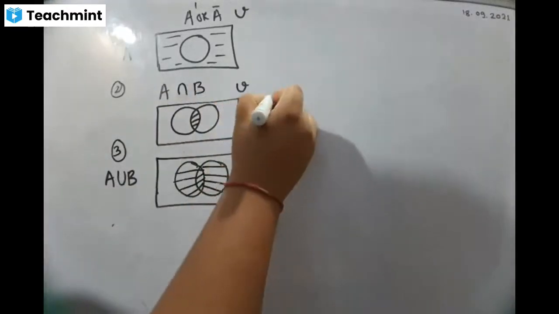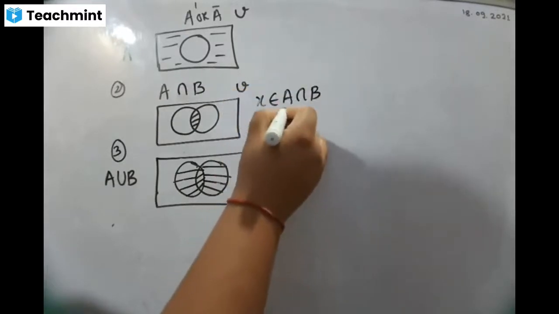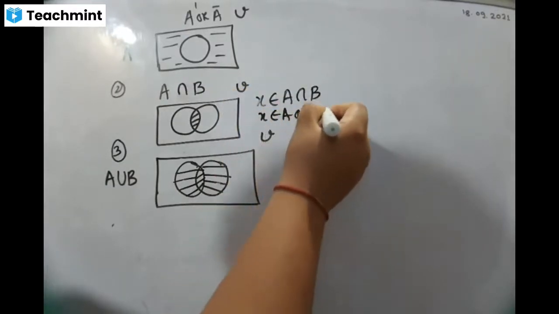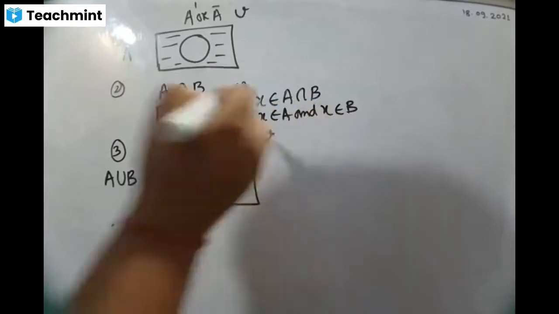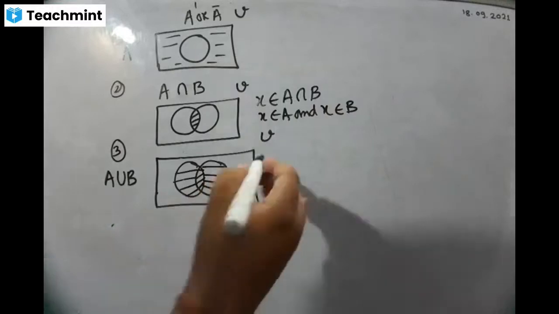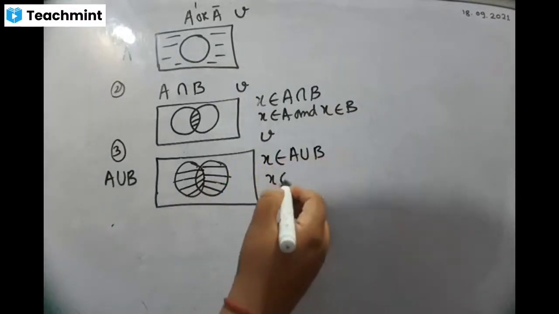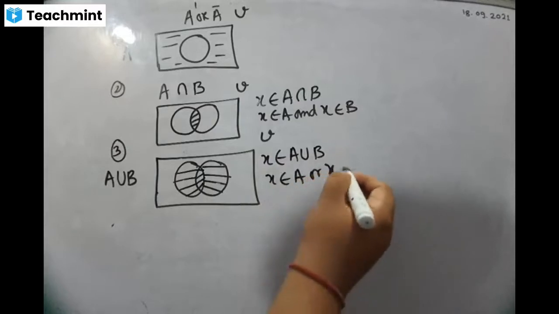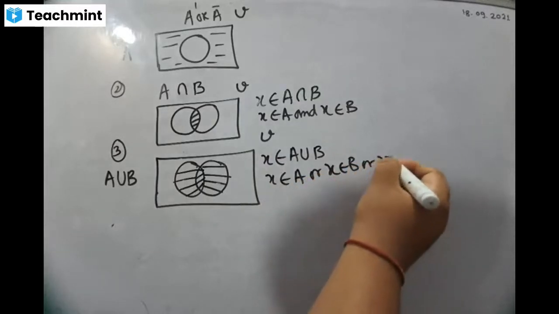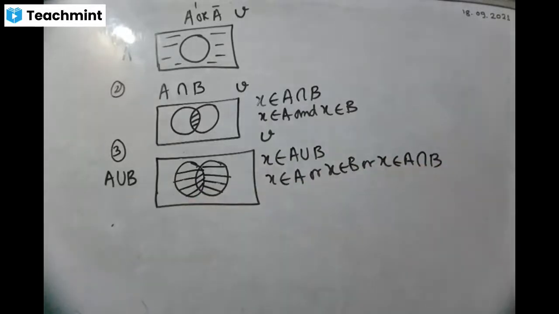So if X belongs to A intersection B, it means X belongs to A and X belongs to B. That means this particular X is a common element of A and B. Whereas if X belongs to A union B, it means either X belongs to A or X belongs to B or X belongs to A intersection B. That means the common region. This is the third one.